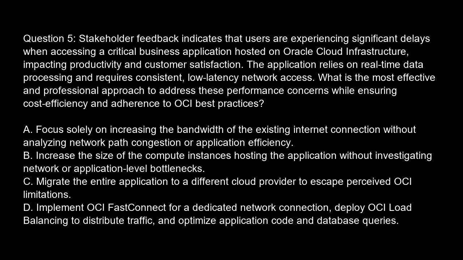Focus solely on increasing the bandwidth of the existing internet connection without analyzing network path congestion or application efficiency. Option B. Increase the size of the compute instances hosting the application without investigating network or application-level bottlenecks. Option C. Migrate the entire application to a different cloud provider to escape perceived OCI limitations. Option D. Implement OCI FastConnect for a dedicated network connection, deploy OCI load balancing to distribute traffic, and optimize application code and database queries.